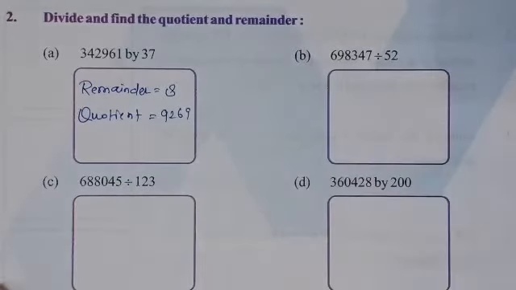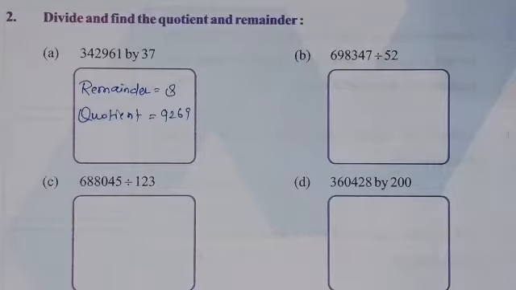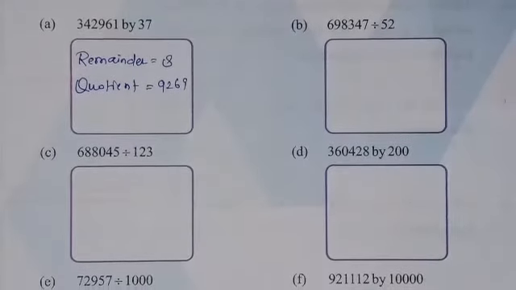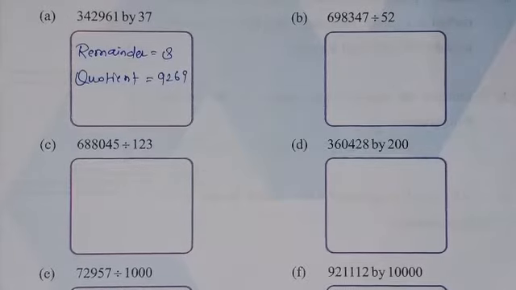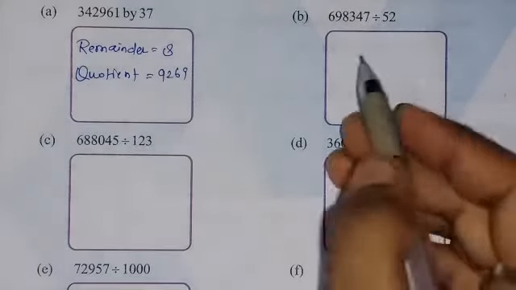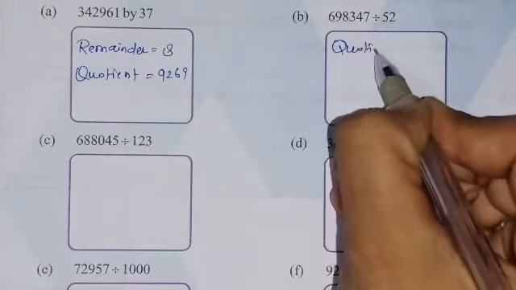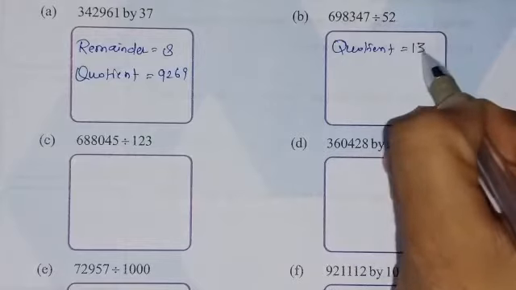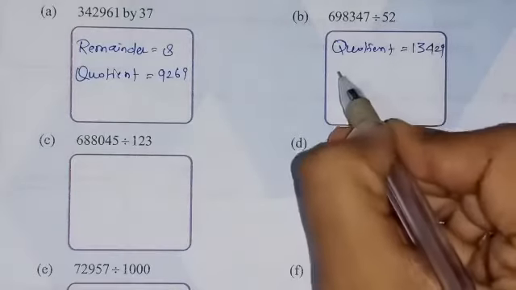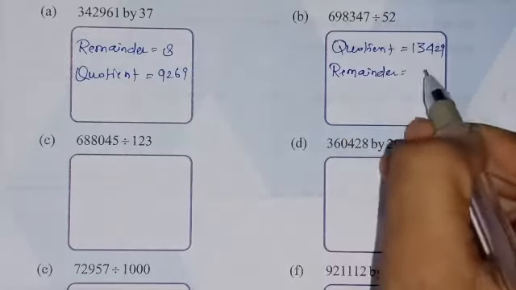Okay students, similarly you have to divide the remaining questions and write the answers. So I am going to tell you the answers, what the quotient and remainder will be. You have to divide as I explained to you. In the second one, on dividing, the quotient will be 13429 and the remainder will be 39.